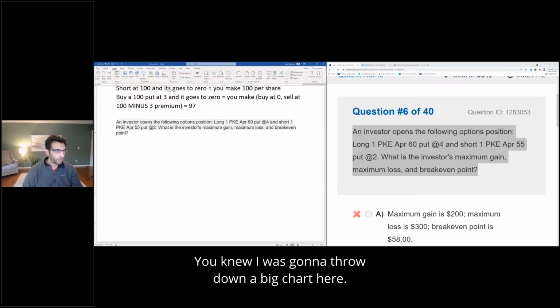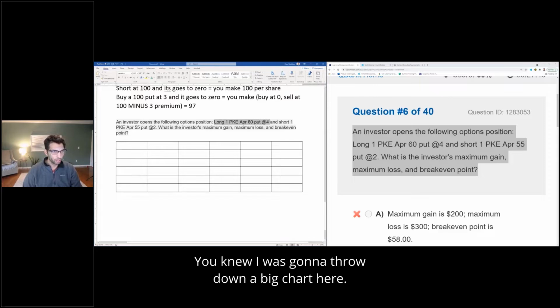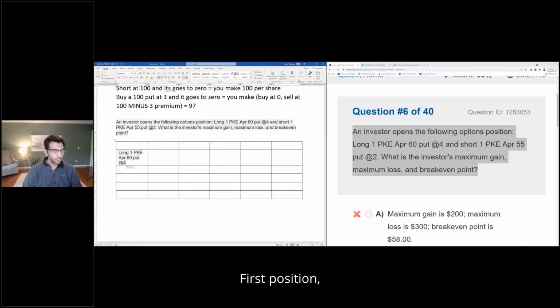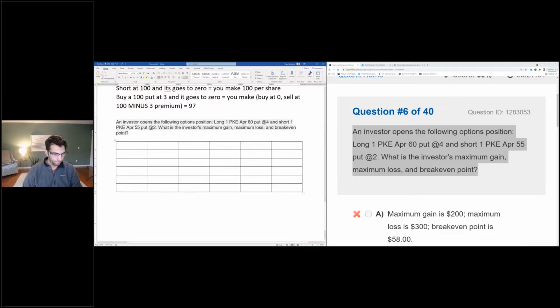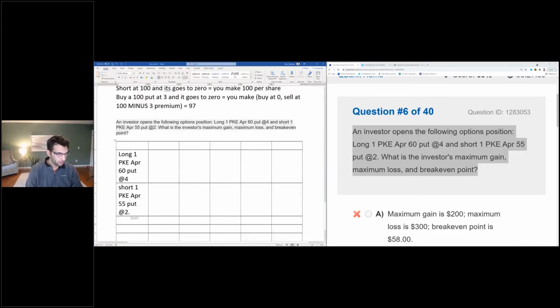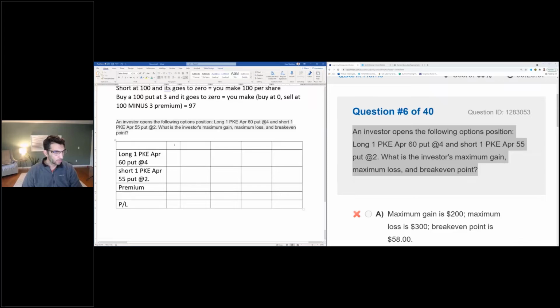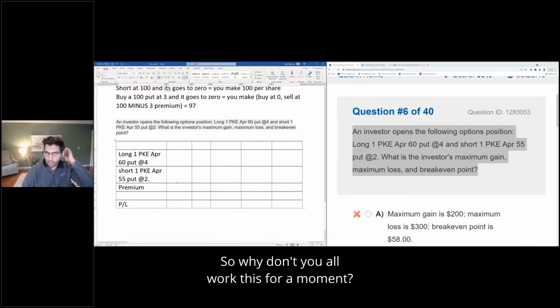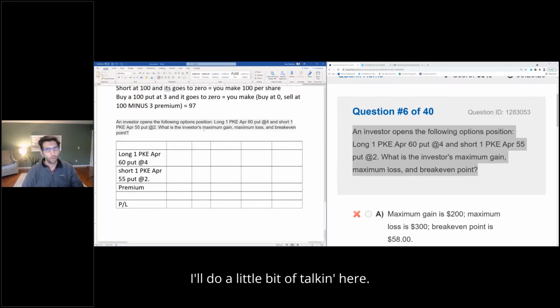You knew I was going to throw down a big chart here. First position. Second position. Premium. Profit and loss. So why don't you all work this for a moment? I'll do a little bit of talking here.